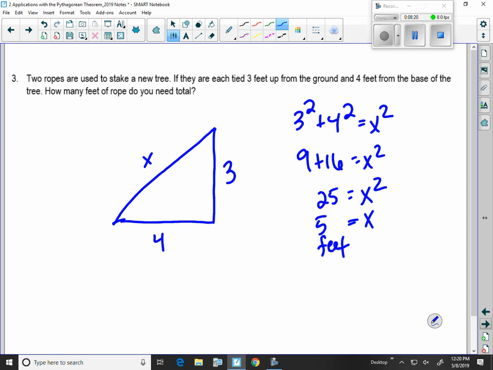Are we getting 5 feet? Yes. All right, so how many total feet of rope do we need? 10, right? There's 2 ropes, yes? Both of those ropes are 5 feet, so we need a total of 10 feet of rope, yes?